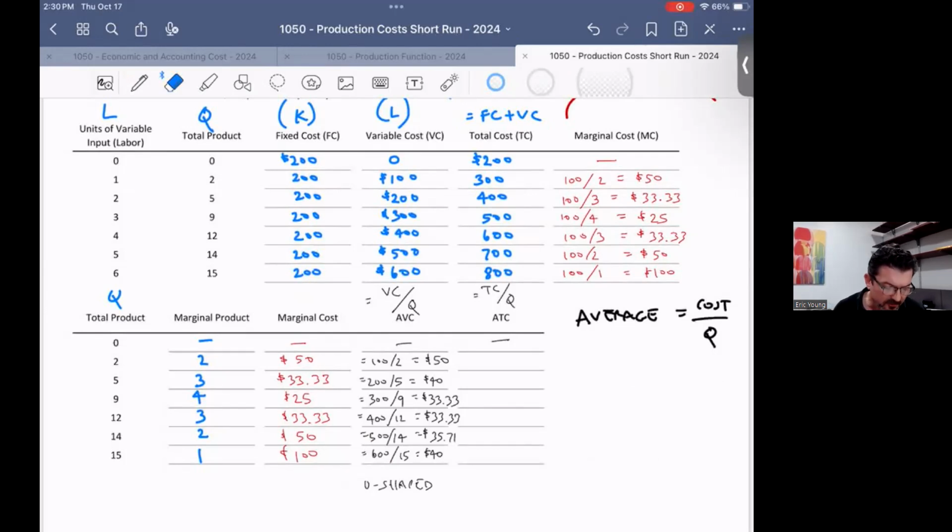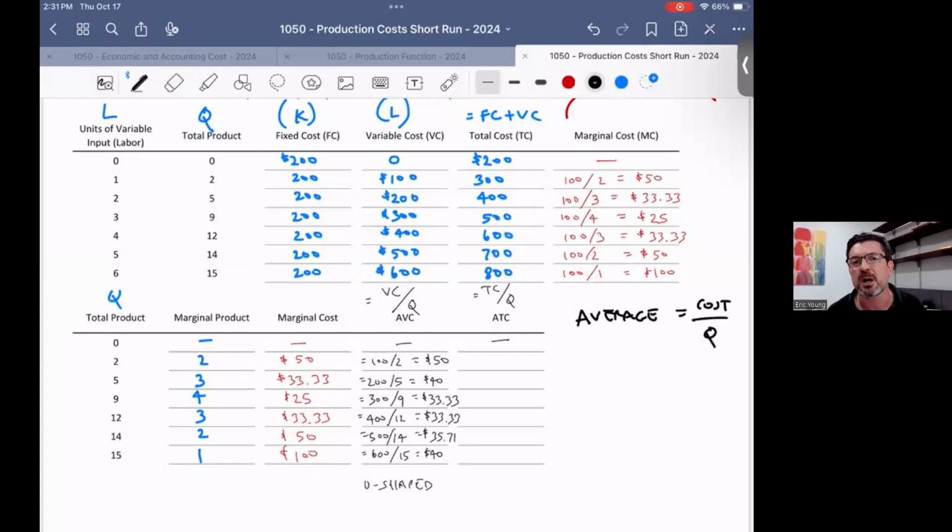I'm not going to run the math for you. You know that it's going to be total cost, which is these numbers here, divided by quantity, which are these numbers here. I won't plug them in for you. You can do those. You kind of get the concept now. I encourage you to do them. I'll just give you the answers and you can kind of check yourself.